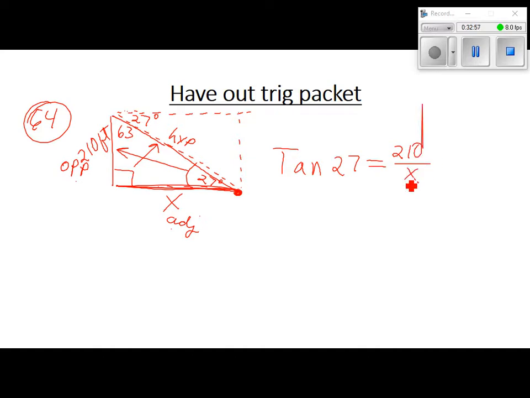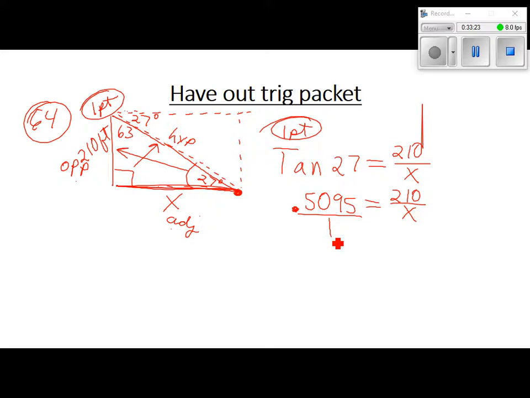What's the first thing I do once I have my equation? Find the tan of 27. So this would be a point. Be ready to tell me the tangent here in a second. What is the tangent of 27? Point 5095 equals 210 over x. Put this over 1.